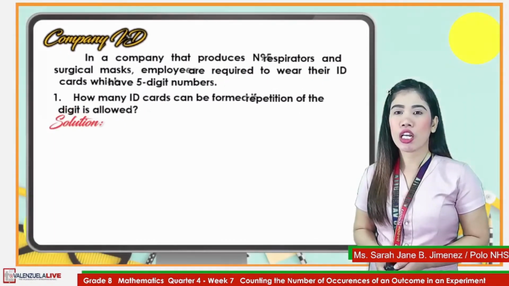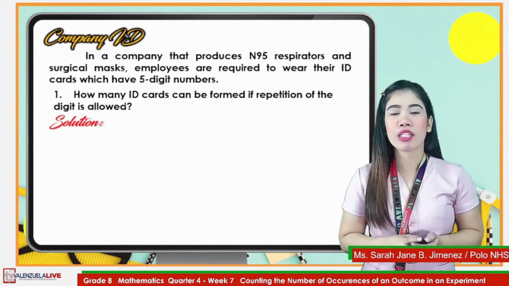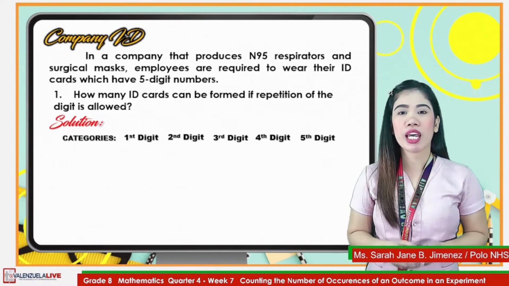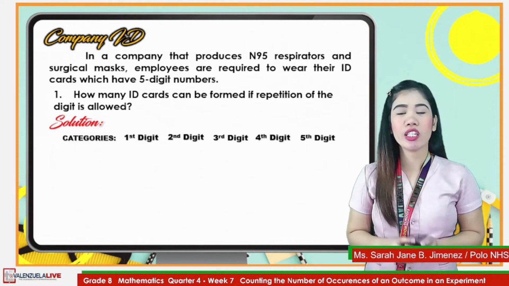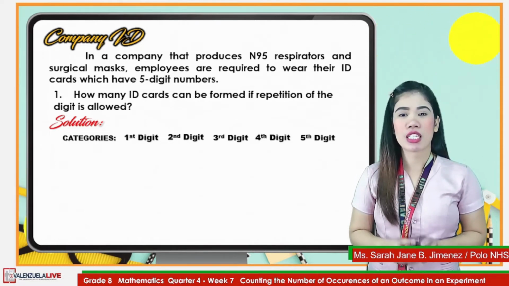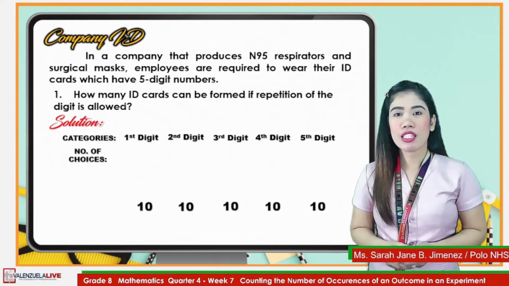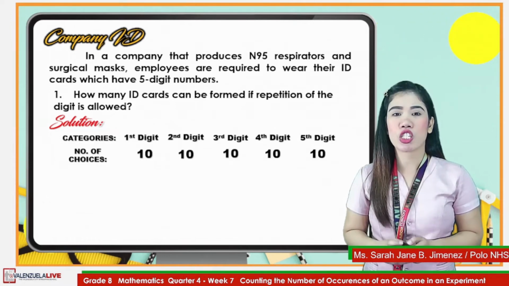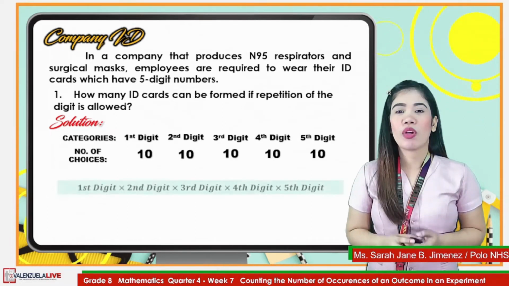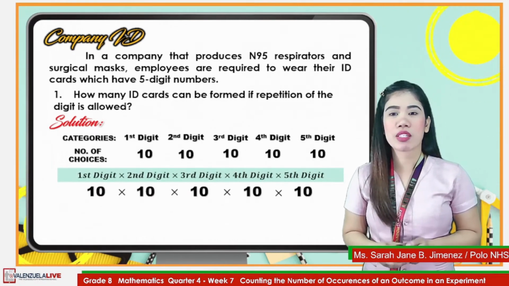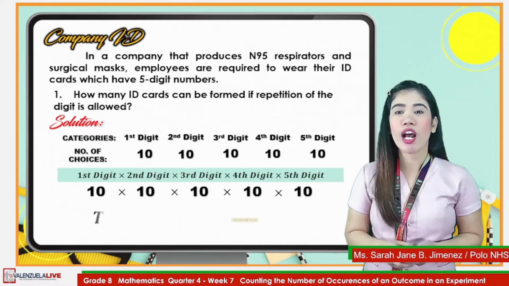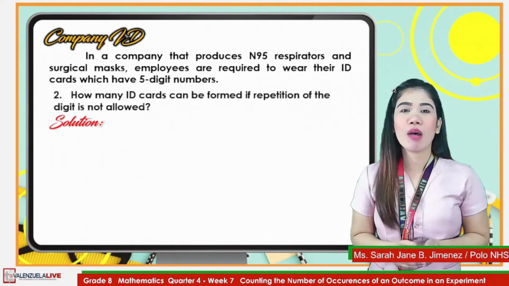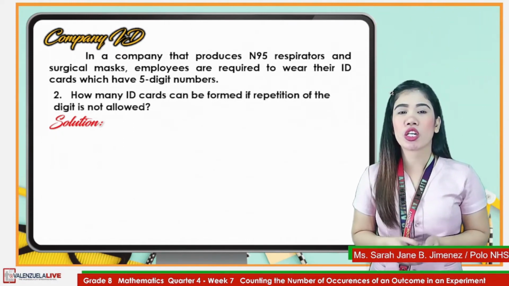For the first question, how many ID cards can be formed if repetition of the digit is allowed? Any of the 5 digits of the number to be formed can be any of the 10 digits 0, 1, 2, 3, 4, 5, 6, 7, 8, and 9. Hence, there are 10 choices for each digit of the number to be formed since repetition of the digits from 0 to 9 is allowed. When repetition is allowed, we have 10 times 10 times 10 times 10 times 10, or a total of 100,000 ID cards.